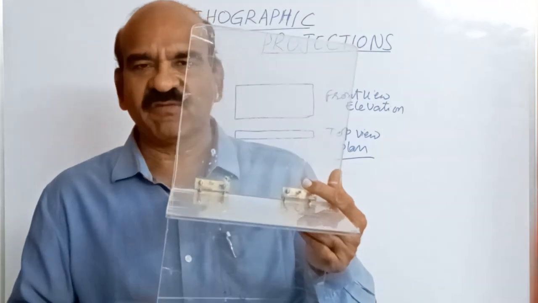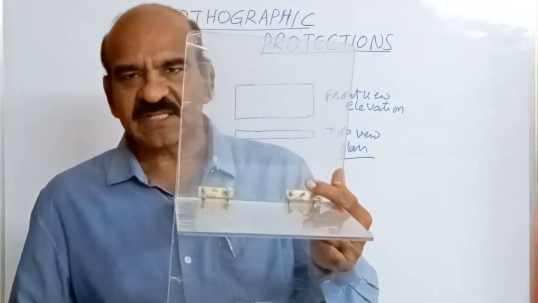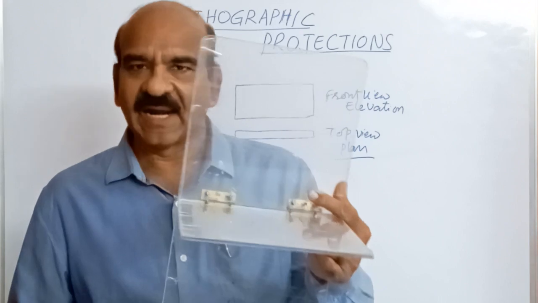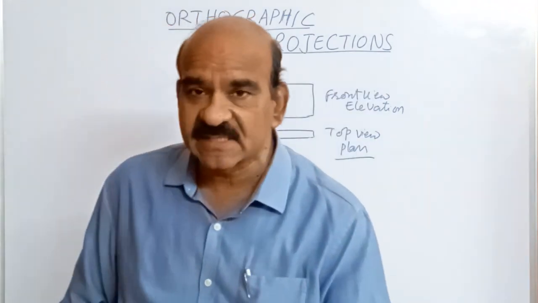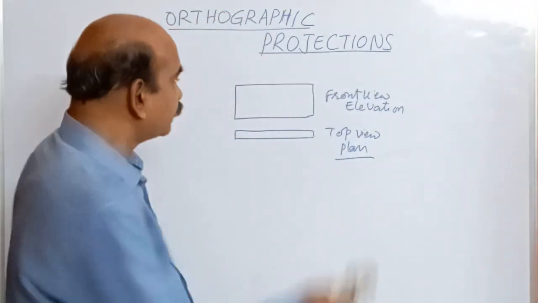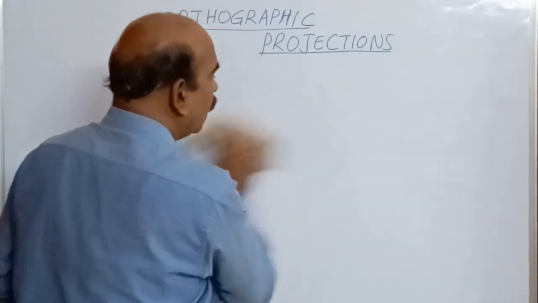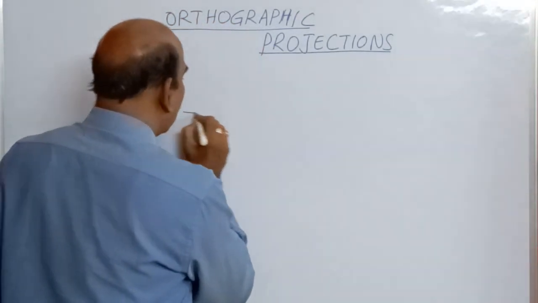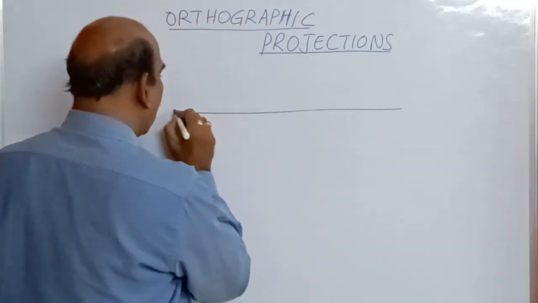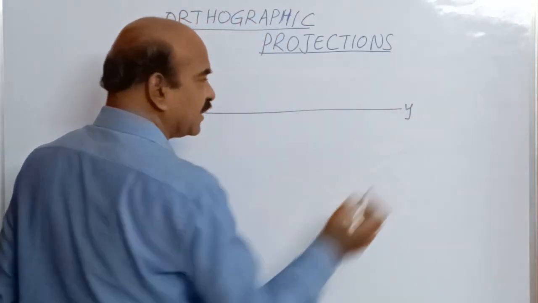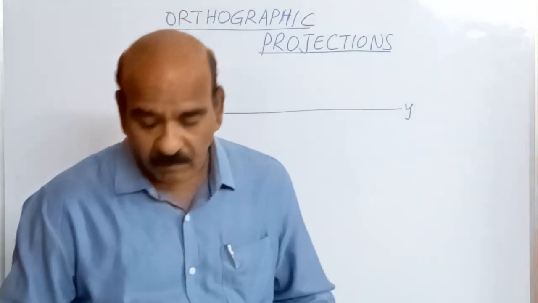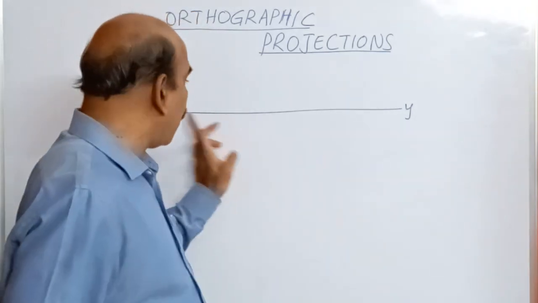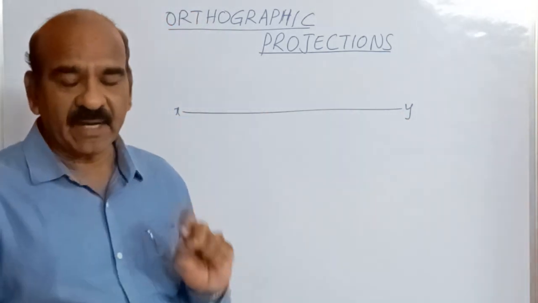What is the intersection of these two planes? Any two planes? A line. Intersection of two planes is a line. So here, the line is horizontal and we indicate it as the XY line, small x and y, right?